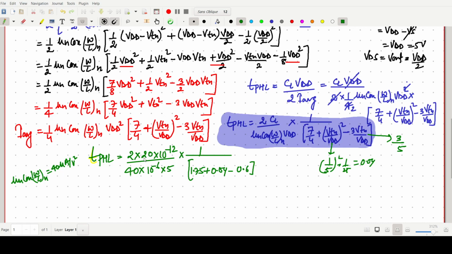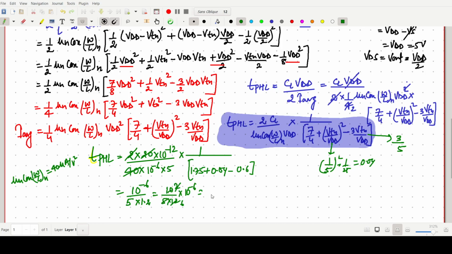Okay, so this 40 will be cancelled out, and 10 to the minus 6, 10 to the minus 12, so it should be 10 to the minus 6 by 5 into, and if we solve this one it should come 1.2. Okay, so this one is 5 into 1.2. Or better, we can write 10 by 5 into 12 into 10 to the power minus 6.